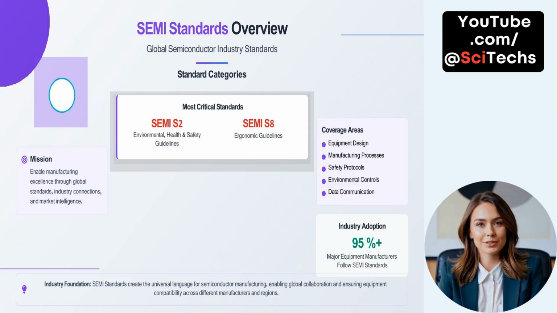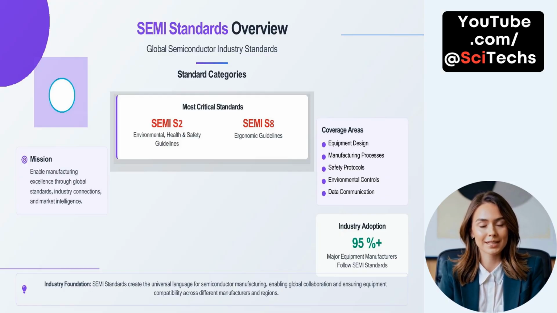SEMI S8 focuses on ergonomic guidelines, promoting user-friendly design in equipment interfaces and layouts to enhance operator safety, comfort, and productivity. These standards are supported by a wide coverage across key areas, including equipment design, manufacturing processes, safety protocols, environmental controls, and data communication.